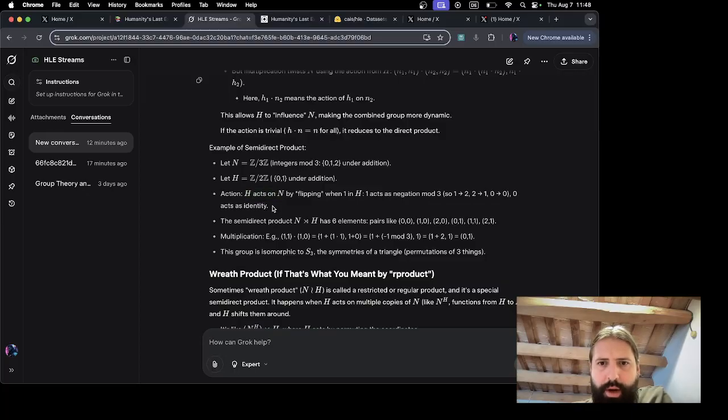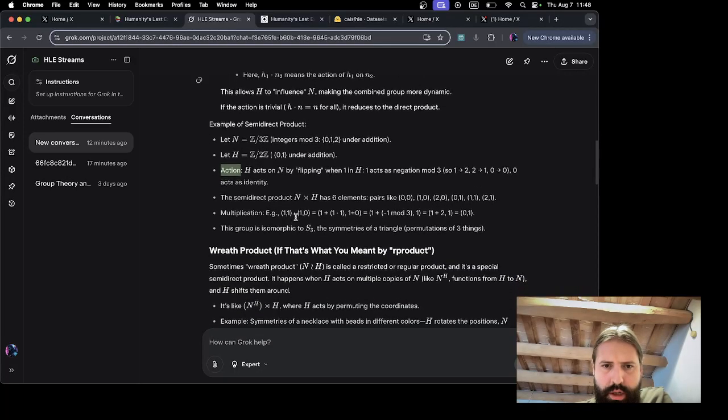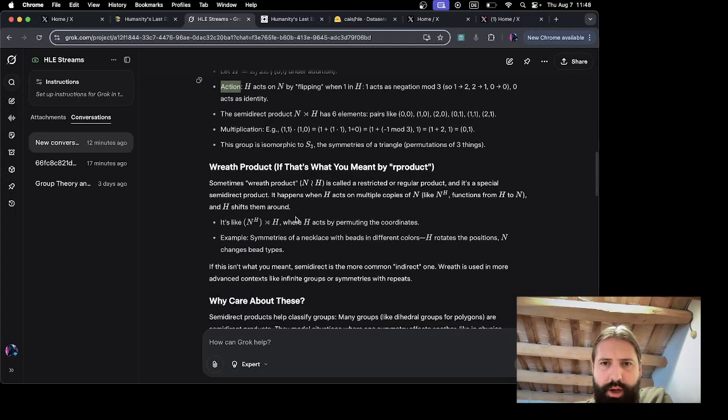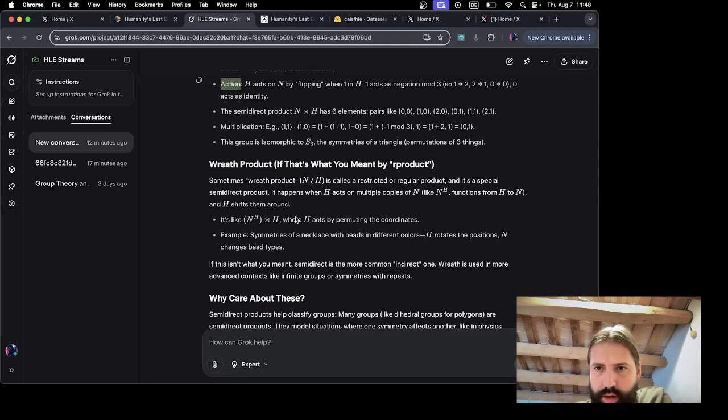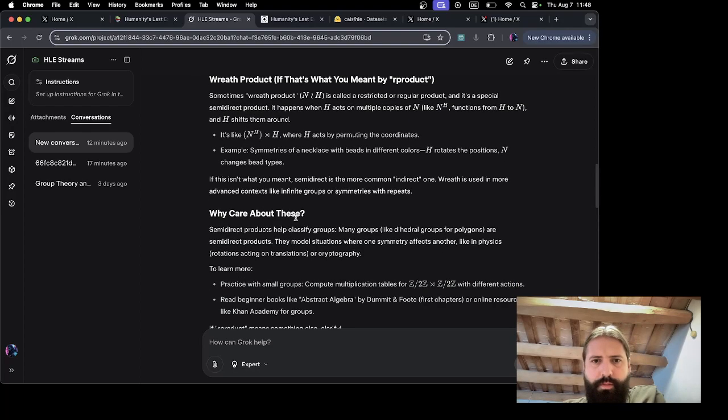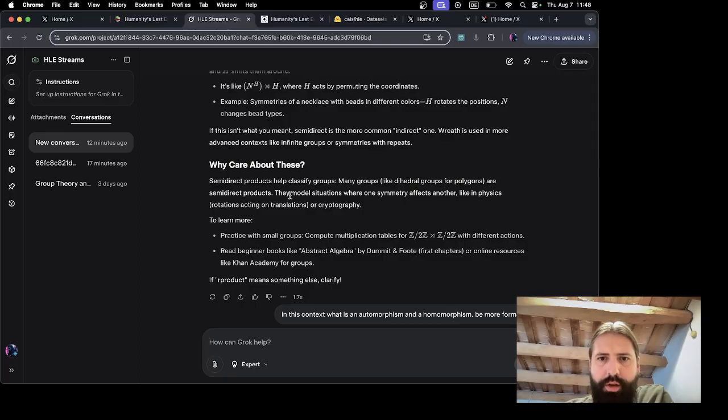H acts on n by flipping. Wreath product. Why care about these? Semi-direct products help classify groups. Many groups are semi-direct products in most situations where one symmetry affects another, like in physics, rotation acting on translation, or cryptography.